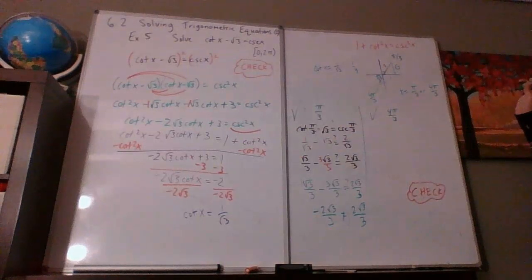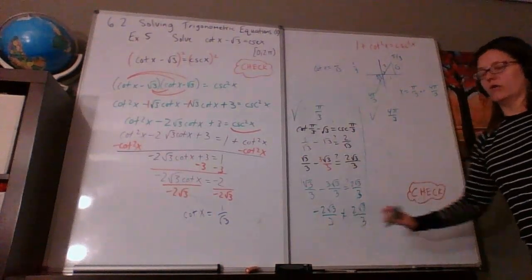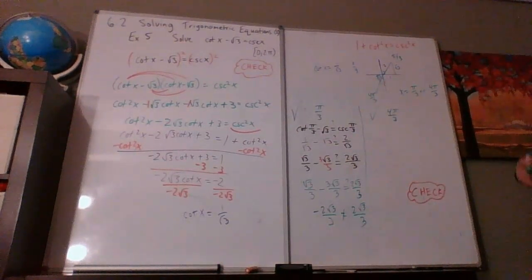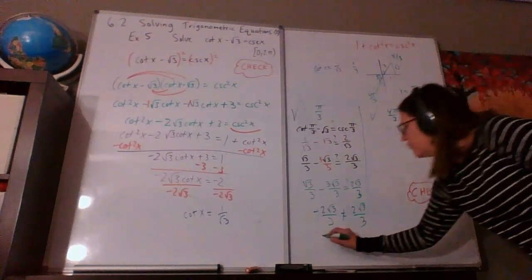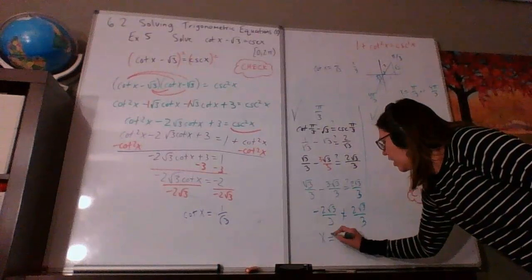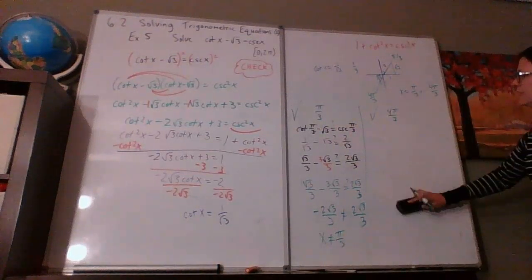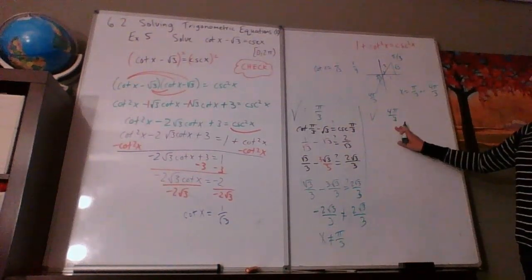When we square both sides, it's actually a sign error that usually becomes the problem where we get extraneous solutions. So therefore, x cannot equal pi over 3. Now let's check 4 pi over 3.